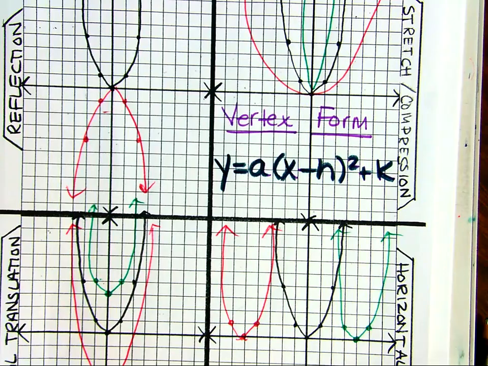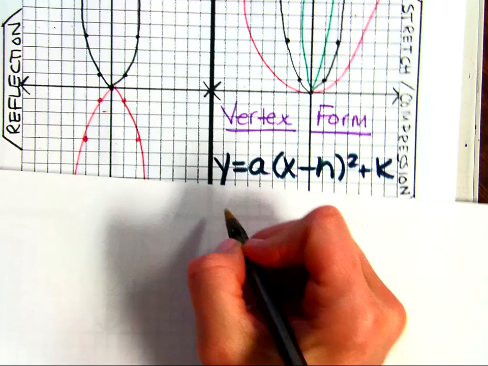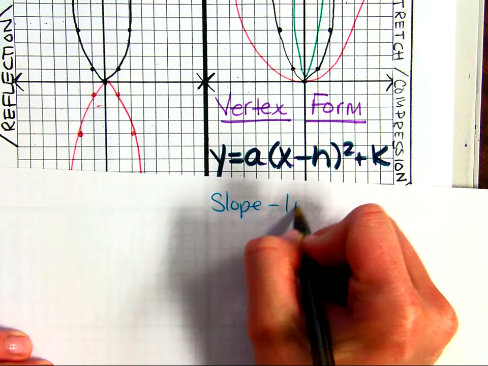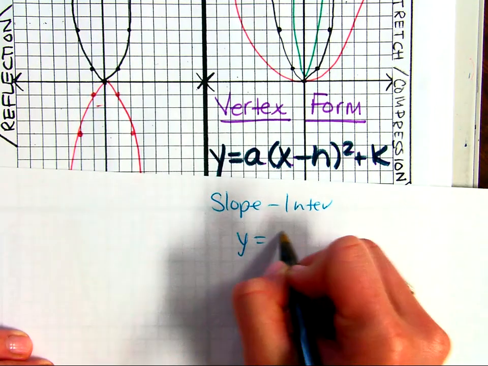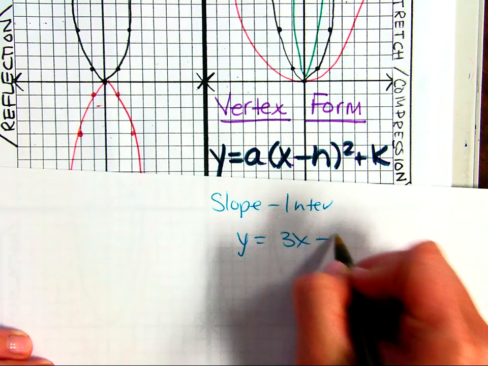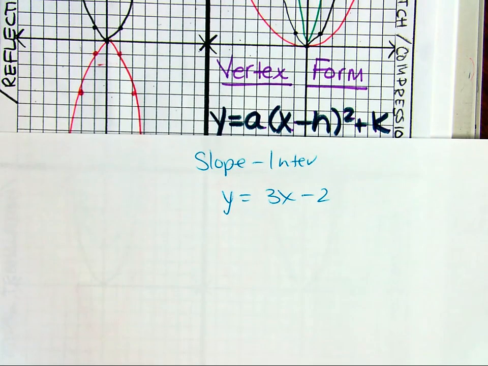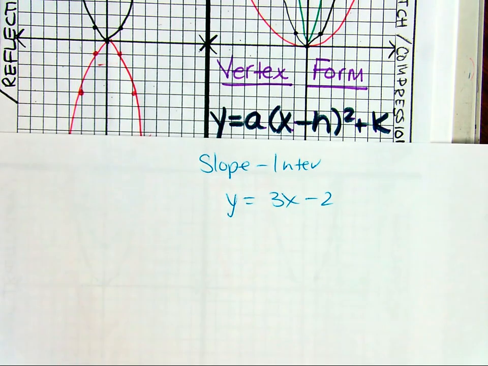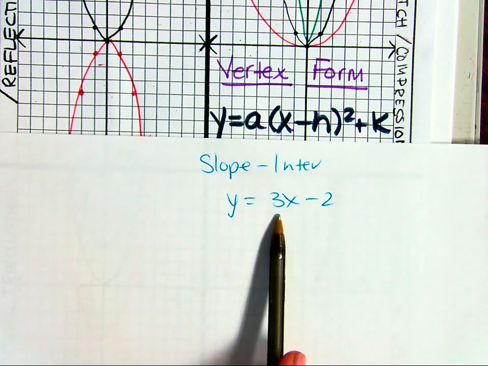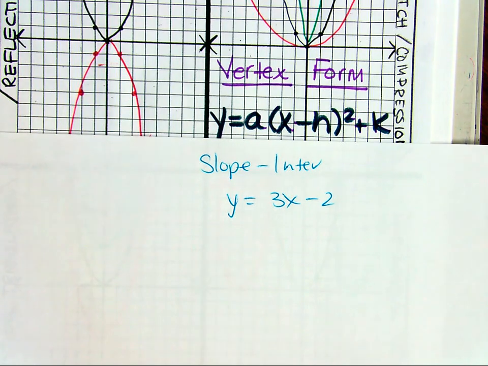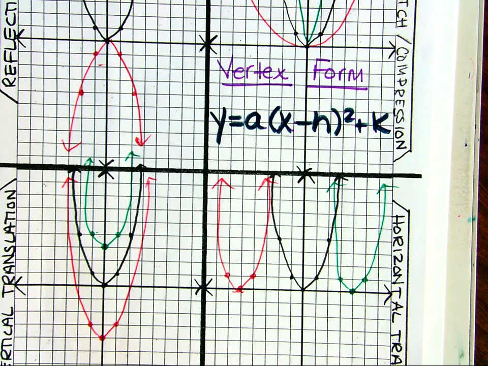Now, do you remember back to slope-intercept form? Do you remember why they called slope-intercept form slope-intercept form? Y equals 3x minus 2? Because just from looking at it, you can tell the slope and the intercept. That's why they call it slope-intercept, right? The slope is 3, the y-intercept is negative 2.